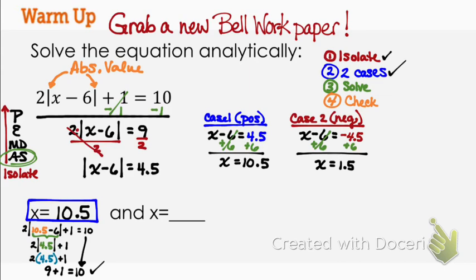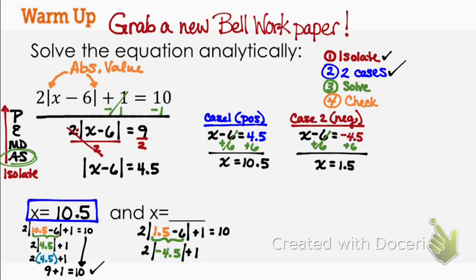So do we just leave it at that and call it done? Have to check the other one. So I have 2 times the absolute value of 1.5 minus 6 plus 1, and that's supposed to equal 10. What is 1.5 minus 6? Negative 4.5.